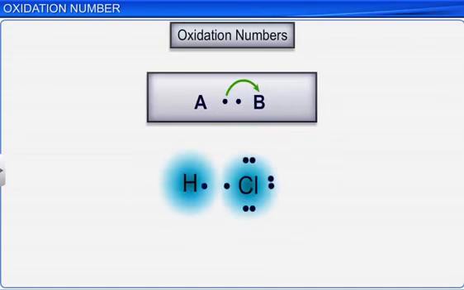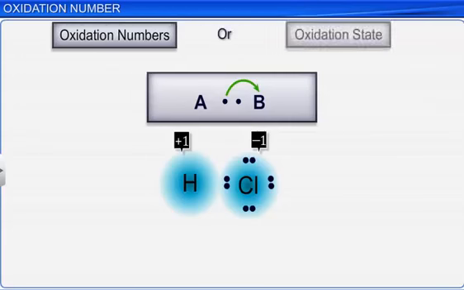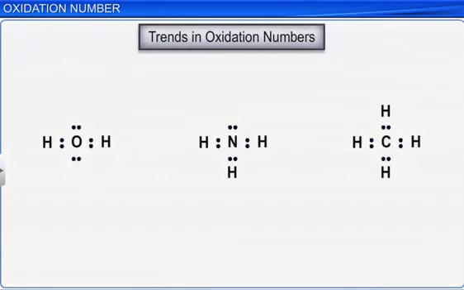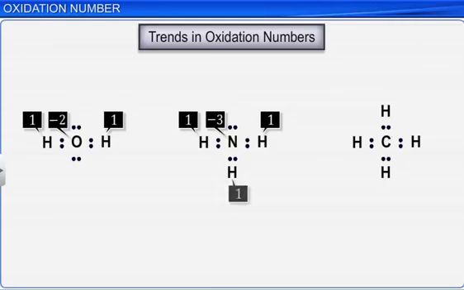Oxidation number is defined as the charge or the apparent charge that an atom in a compound or ion would have, if all the electrons in its bonds belonged entirely to the more electronegative atom. Oxidation number is also referred to as oxidation state. We will be using the term oxidation number throughout this module. To determine the oxidation number of an element in a compound or an ion, certain rules have been formulated. Let's look at these rules.